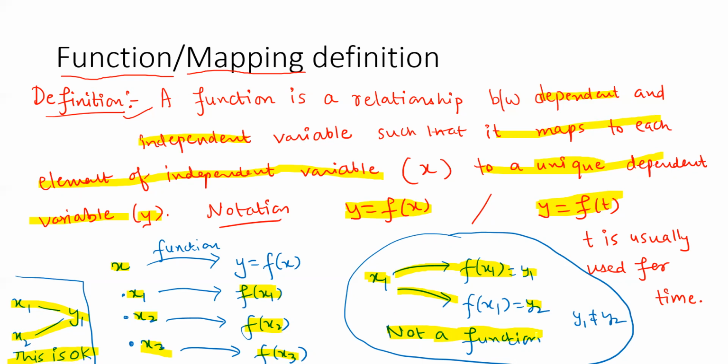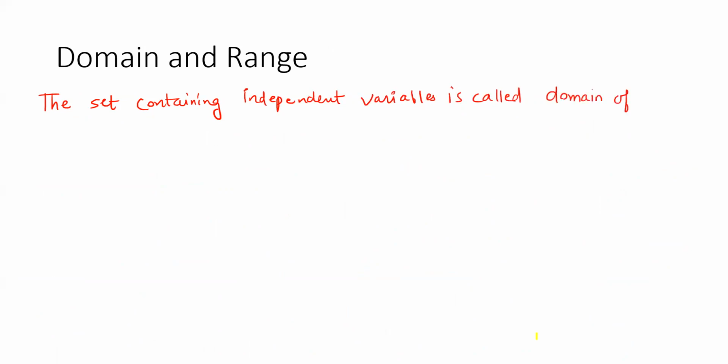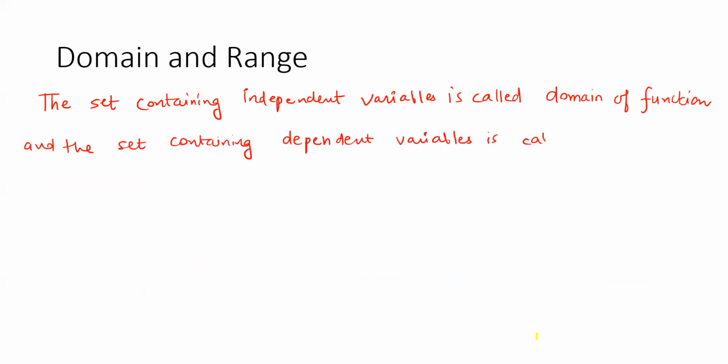And now we have introduced x and f(x) or y. So we can talk about domain and range. So the set containing independent variables is called the domain of the function, and the set containing dependent variables is called the range of the function.